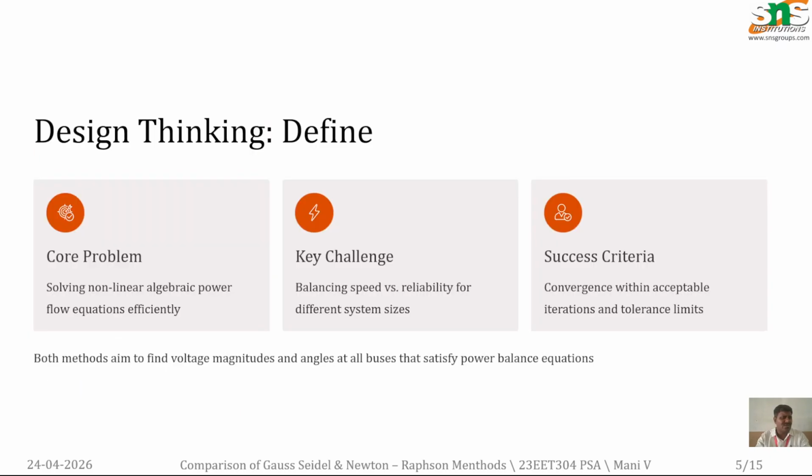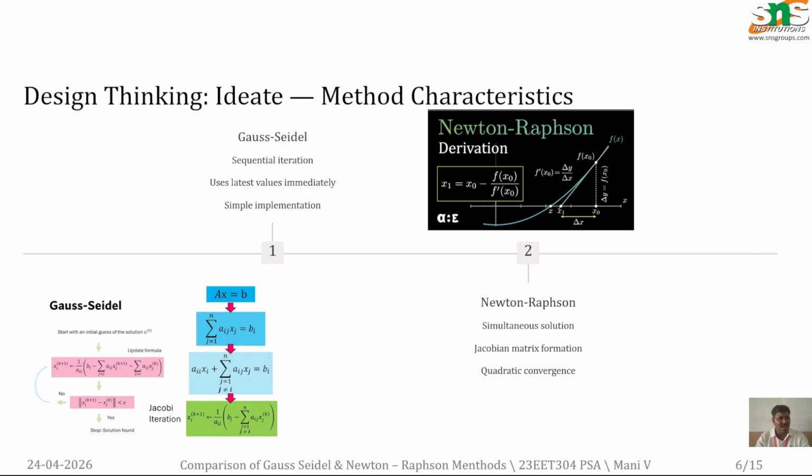From this stage, we have to clearly define the problem. What we have to do here is solve the nonlinear algebraic power flow equations efficiently, balancing the speed as well as the reliability for different system sizes. And in the ideate stage, we are going to compare the Gauss-Seidel and the Newton-Raphson method.